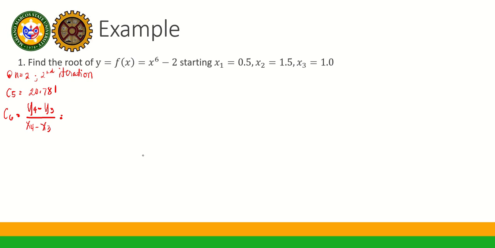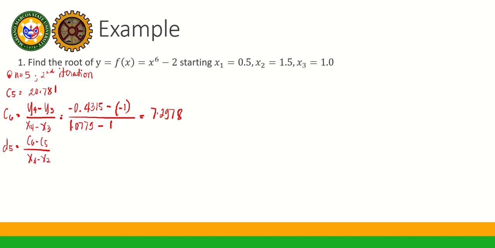So we are going to plug the values. So y sub 4 natin is equal to negative 0.4315 minus y sub 3 is negative 1 all over x sub 4 is 1.0779 minus x sub 3 is 1. So this will have a value of 7.2978. Okay? Now we are going to compute for the value of d sub. N natin is 5. So this should be d sub 5. This is equal to c sub 6 minus c sub 5 all over x sub 4 minus x sub 2.